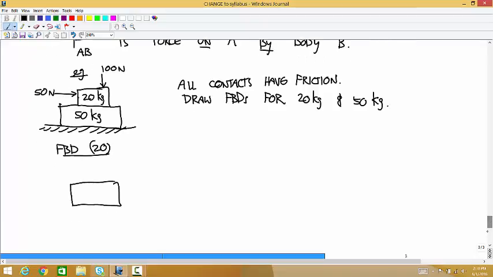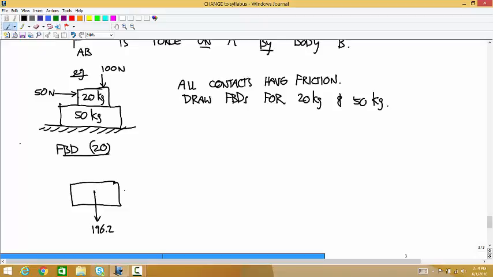Okay, so what forces are acting on the 20? Yeah, right, that's what I'm getting at. So first is the weight, 196.2.